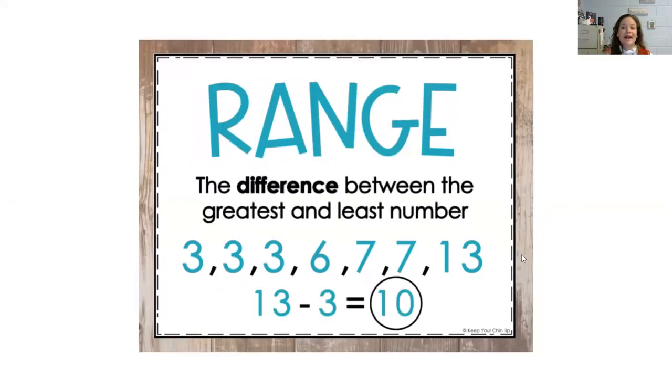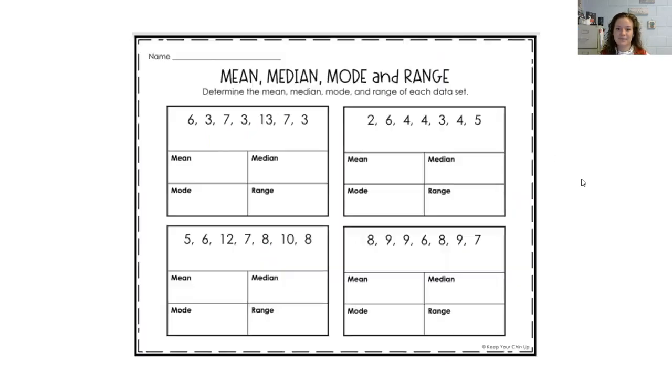Range. Again, it's better for it to be in ascending order as well, because that's going to help you find your largest number and your smallest number, because it's going to be the number you start with and the number you end with. So the range is the difference between the greatest and the least number. The greatest number in this set is 13. So we're going to do 13 minus 3, because 3 is the least number, and that's how we got 10.